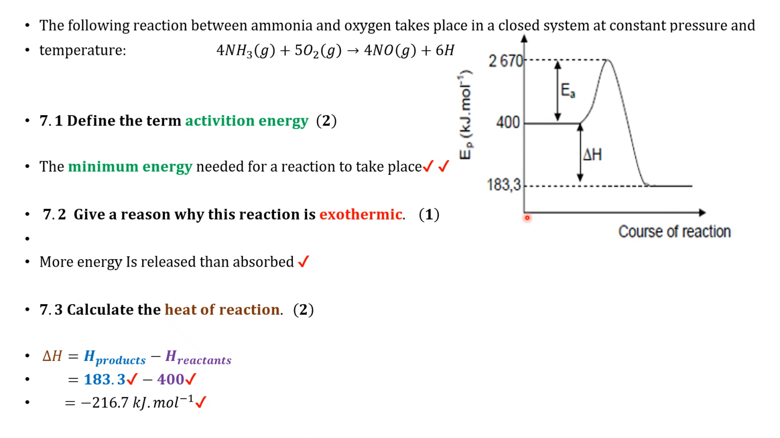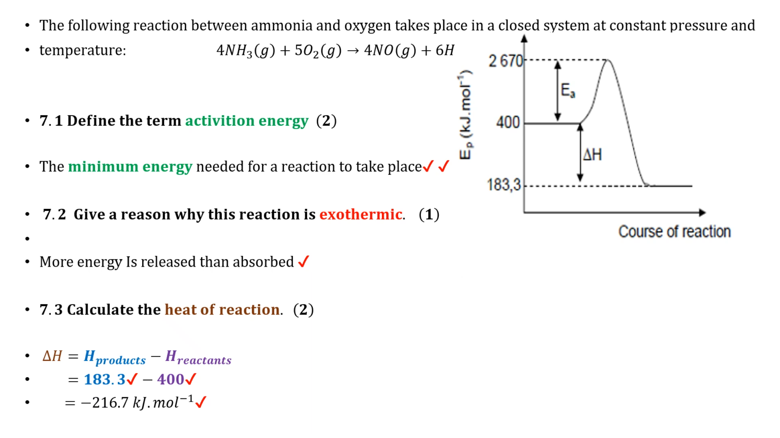Calculate the heat of a reaction. So delta H should always be H products, which is there 183,3, minus H reactants, which is 400. So 183,3 minus 400 gives me negative 216,7 kilojoules per mole. Because delta H is negative, the reaction is exothermic.